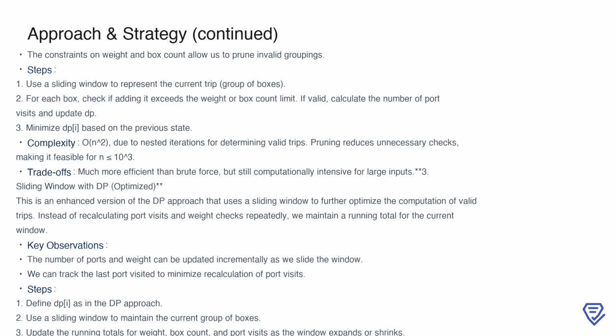This approach has a time complexity of n squared, due to the nested iterations required to evaluate valid trips, but pruning helps make it manageable for inputs where n is less than or equal to 10 cubed. To address the inefficiencies of this method, we can further optimize it by incorporating a sliding window directly into the dynamic programming process. By doing this, we avoid recalculating port visits and weight checks repeatedly, instead maintaining a running total for the current window. This improvement introduces the sliding window with dynamic programming approach.